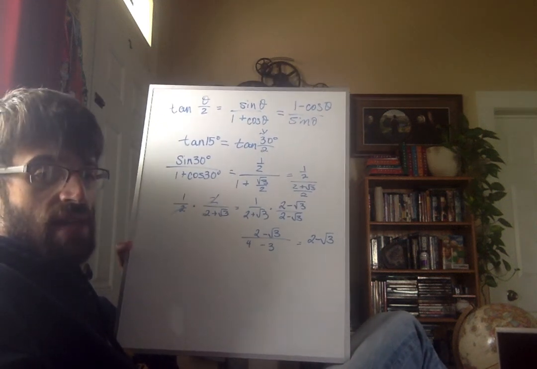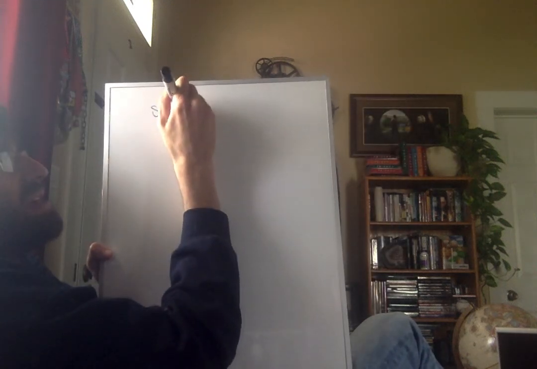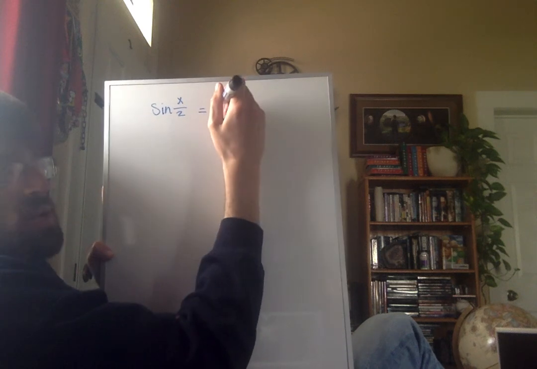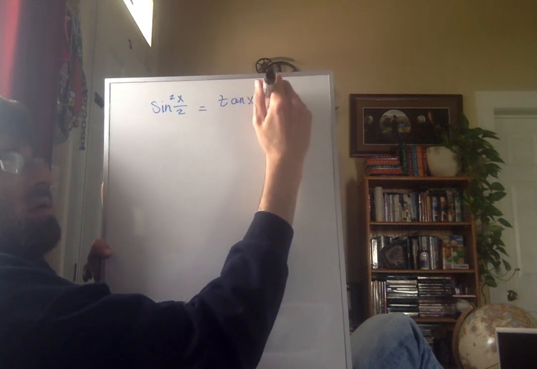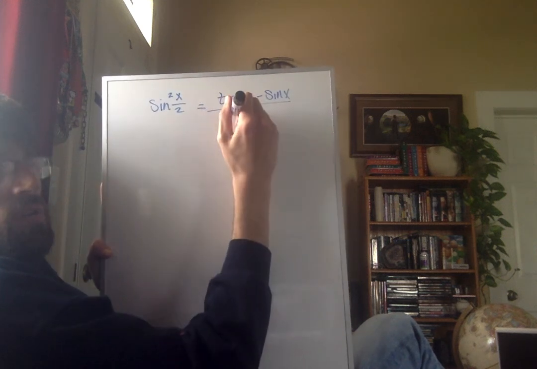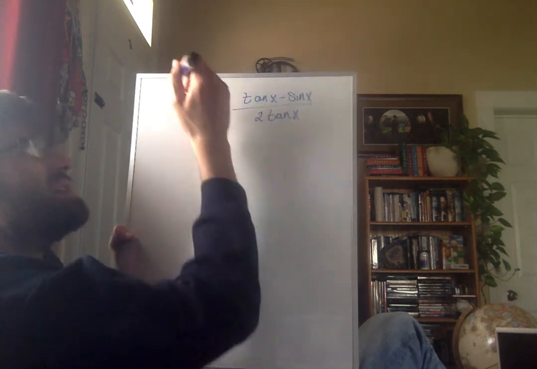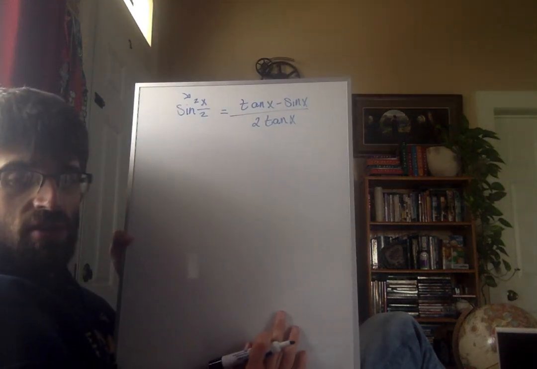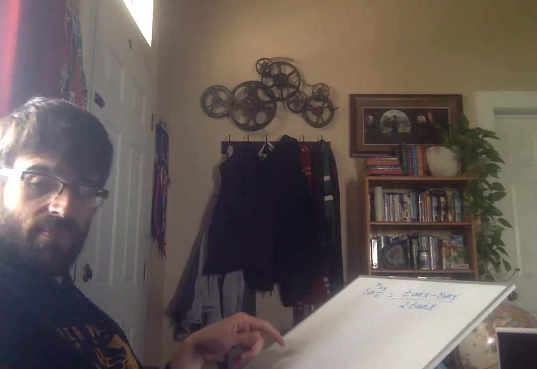The next thing I have is 2 proofs. If I have the sine of x over 2, actually squared, equals tangent x minus sine x over 2 tangent x. Now the first thing I'm going to notice is that this is squared. So the first thing I'm going to do is use the sine of x over 2 formula.